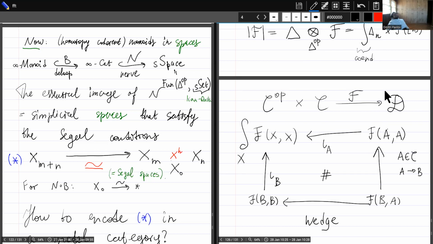I'm not sure if I saw a specific one. I think there is something like this in Fosco's book. Fosco Loregian has a book on coends, and there is an example where he defines a category, takes a coend over this category, and the universal property of the coend is then precisely Stokes' theorem. So it's quite nice.